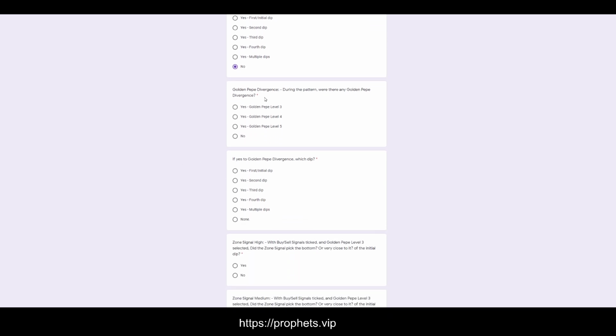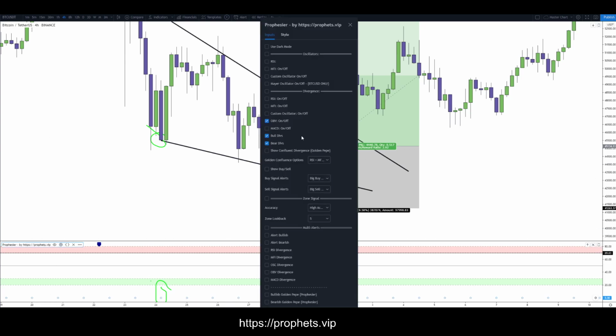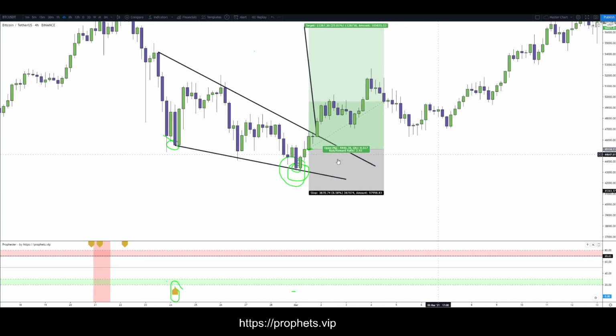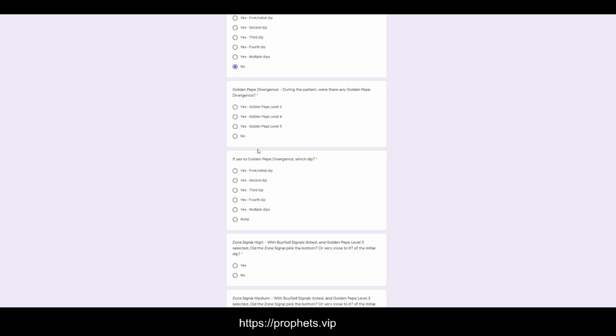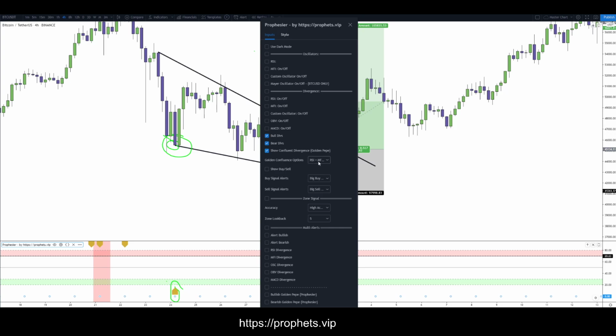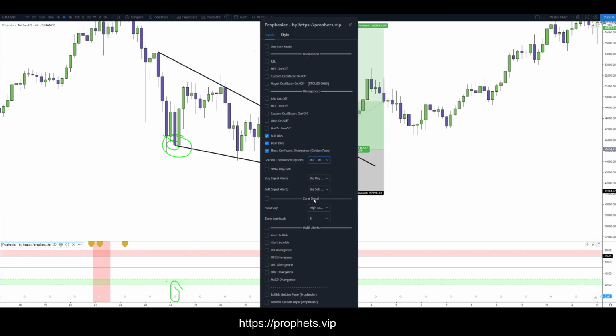Cool. And during the pattern, were there any golden Pepe divergence? Right, so we need to quickly just go through and then test those out. Best way to do that is just tick this here, start on number 3, get rid of OBV, and we can have a see. Alright, so on the initial dip, there was a golden Pepe, right, on the level 3 one. Right, so there was a level 3 one. Now let's just see if there's a level 4 or a level 5. Go back into the indicator. Where are we? Here we go. Choose level 4. Alright, none came in. And then level 5.